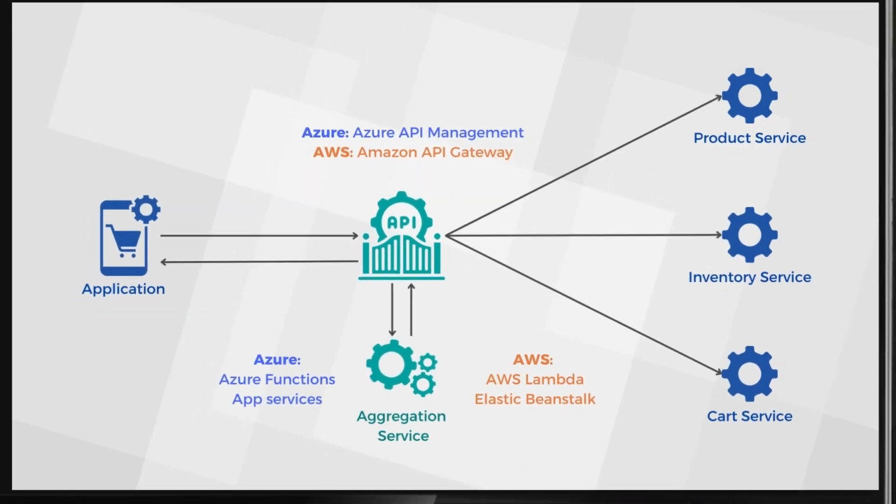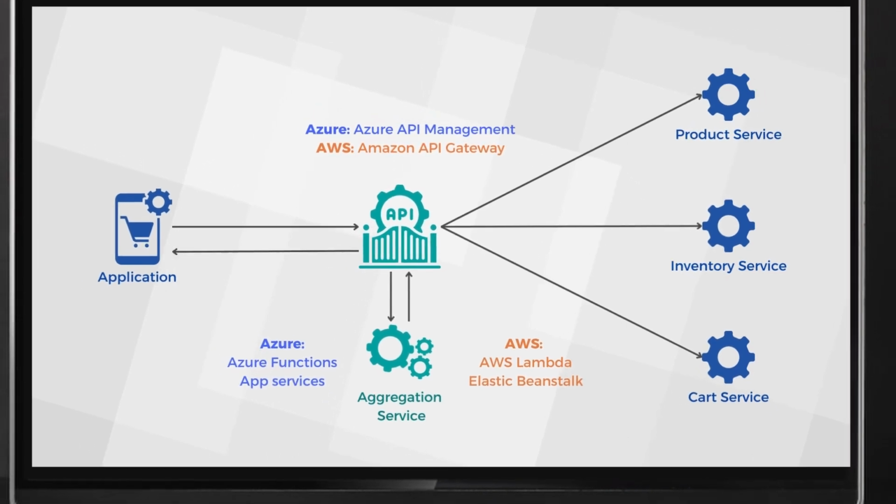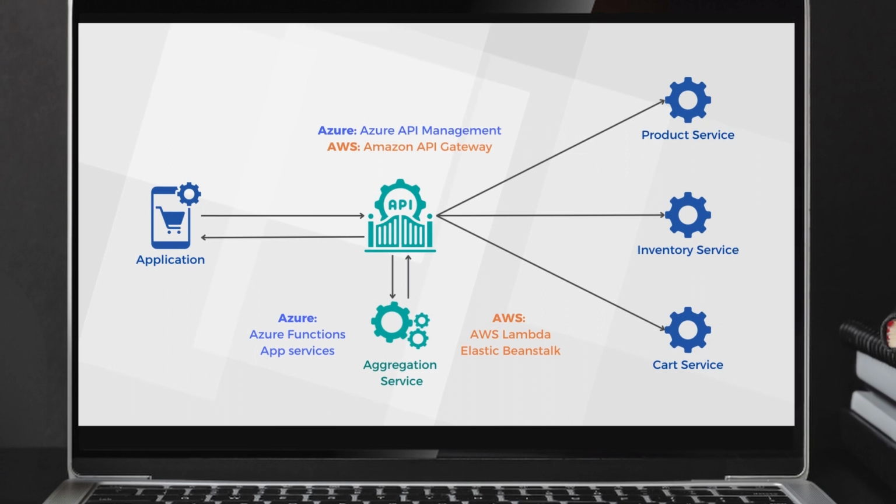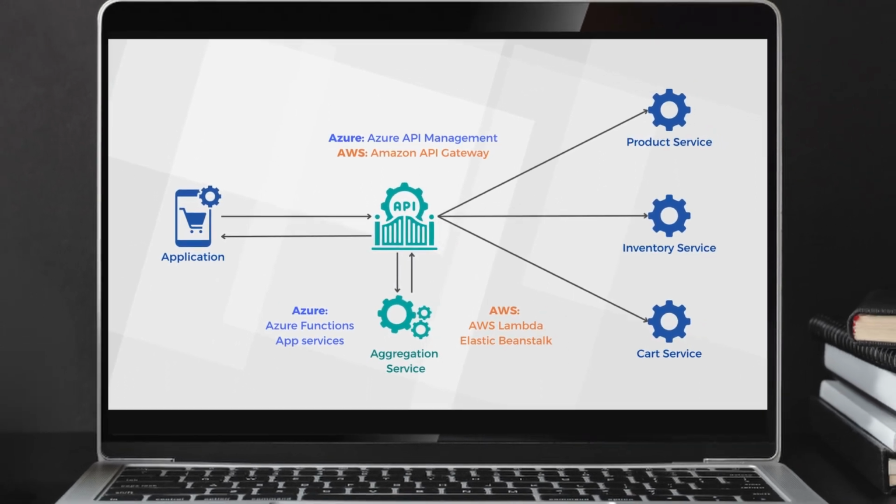This is just one example. The gateway aggregation design pattern can be applied to various scenarios where a client application needs to interact with multiple backend services to complete a single task.